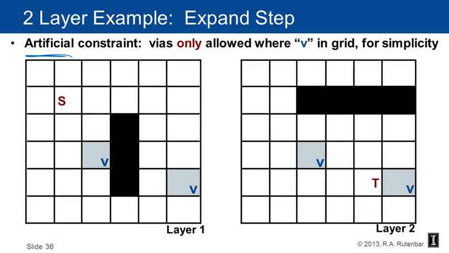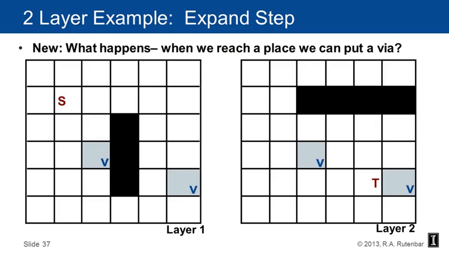This is artificial, but if I don't do this, you won't be able to see anything when I'm doing the expansion because there'll just be too much stuff going on. And this gives a nice, simple example that illustrates all of the right functionality. So the new question is, what happens when you reach a place you can put a via? So let's just sort of start and get to that interesting question. So recall, what's the first thing we do?